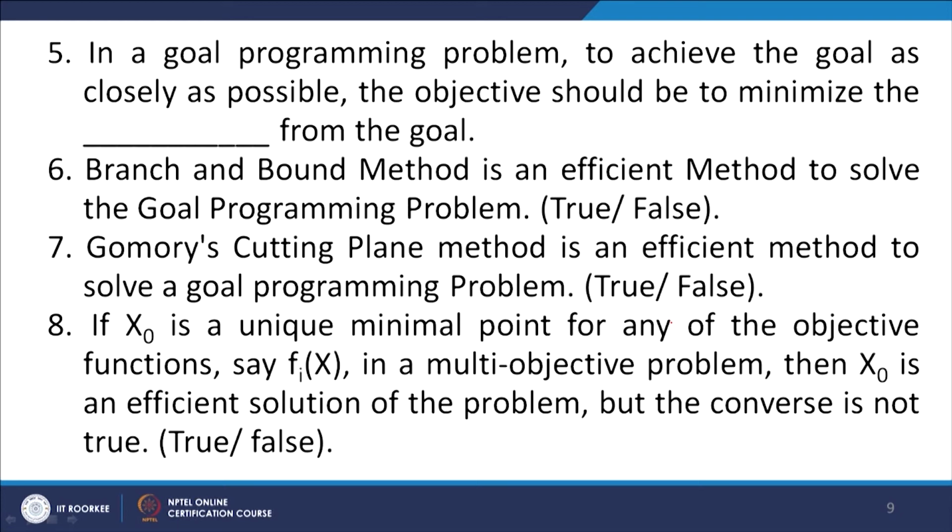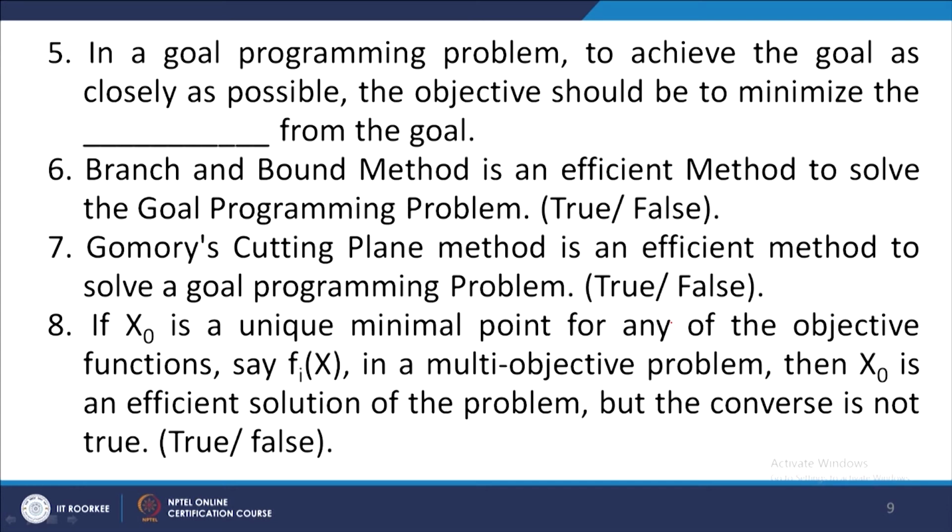Gomory's cutting plane method is an efficient method to solve a goal programming problem, true or false? Question number 8. If x0 is a unique minimal point for any of the objective functions, say fi(x), in a multi-objective optimization problem, then x0 is an efficient solution of the problem, but the converse is not true. True or false?